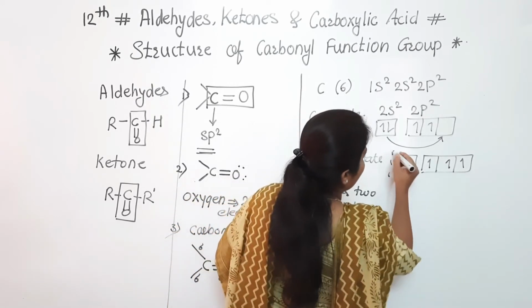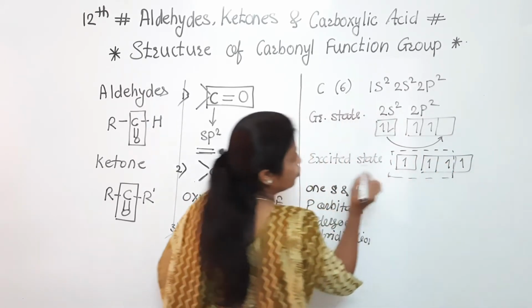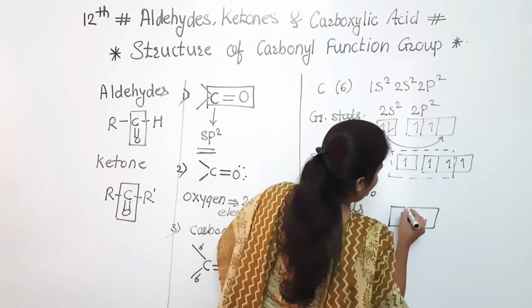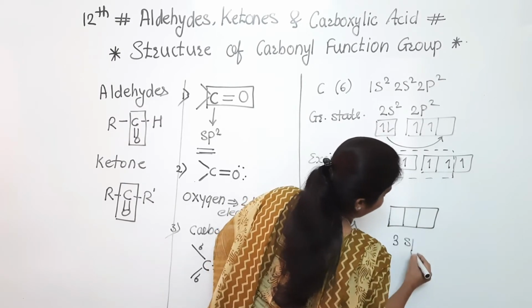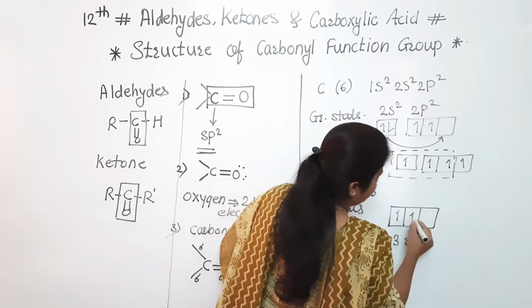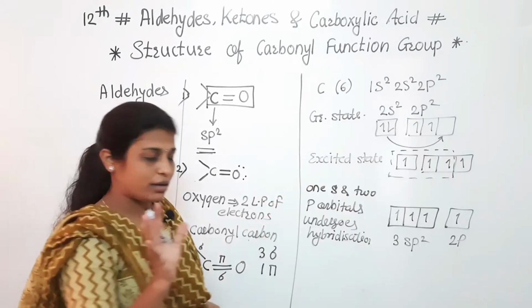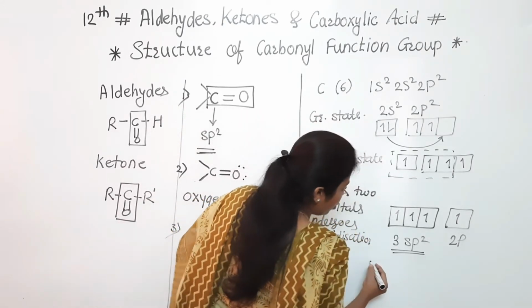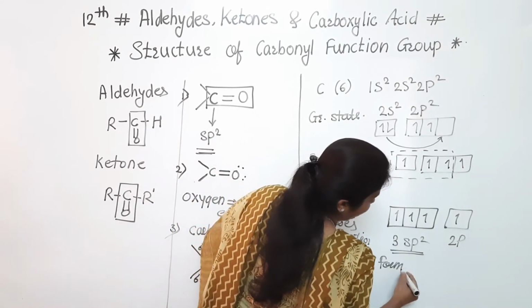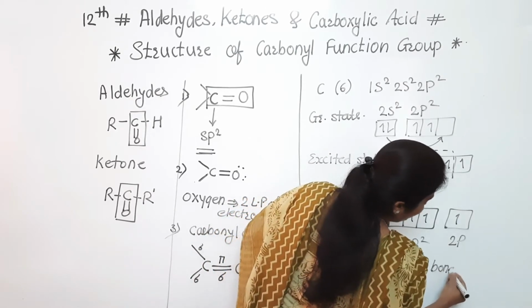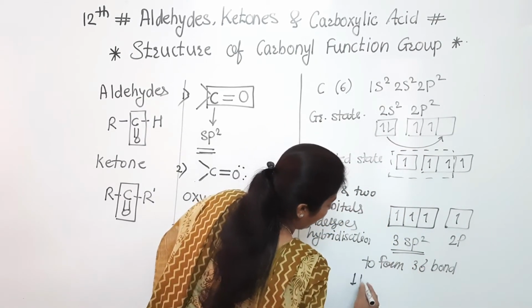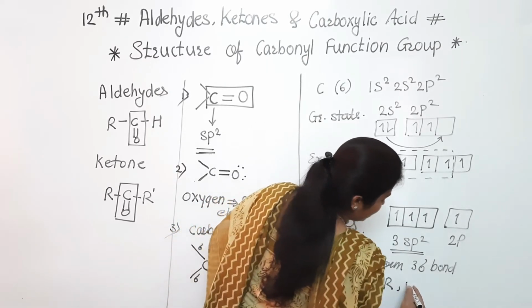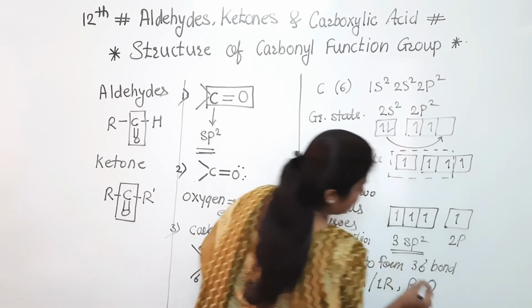See, this one and these two p orbitals get involved in that sp2 hybridization. So here we are getting a total of 3 sp2 hybrid orbitals and 1 p orbital. Right now, see here, these 3 sp2 hybrid orbitals are used to form 3 sigma bonds. With whom? With one hydrogen or one alkyl group. Second one is the alkyl group and third one is the oxygen.